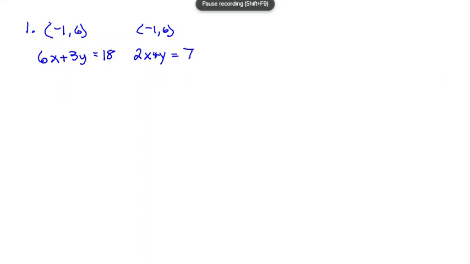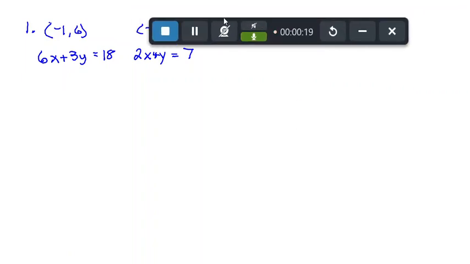So in the first problem, we're asked to determine if the given point, in this case -1, -6, is actually a solution to this system of equations.